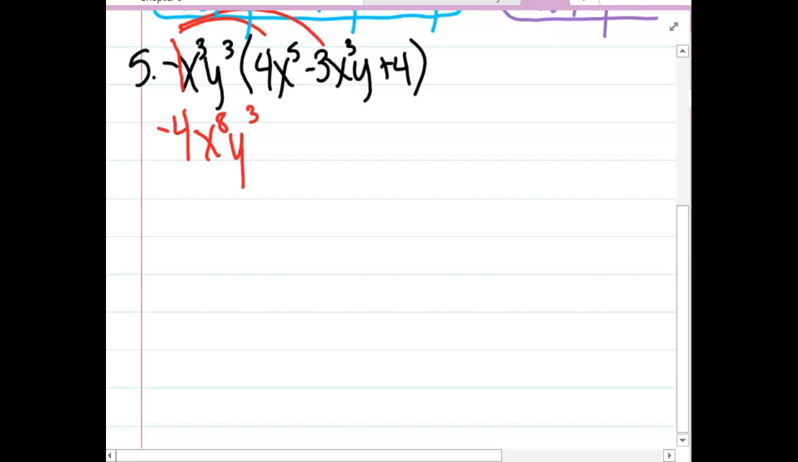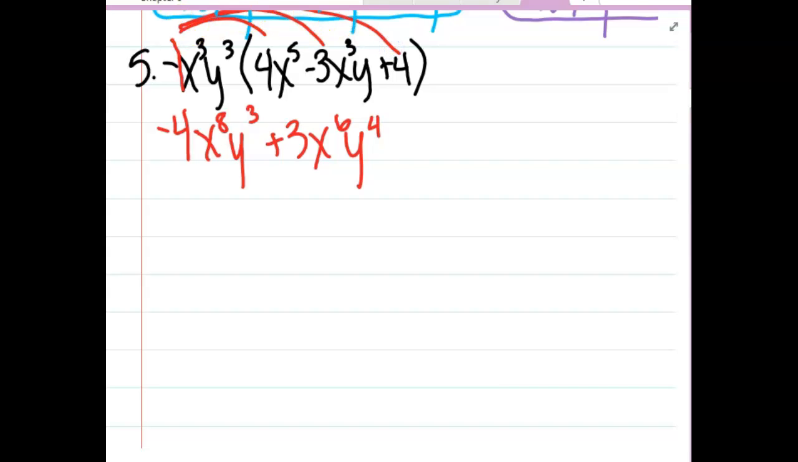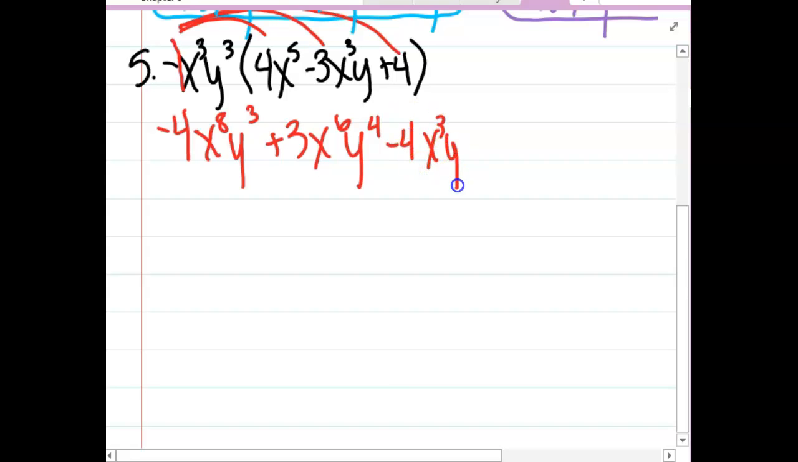Okay, we're going to take negative 1 times negative 3, which is a positive 3, x cubed times x cubed, 3 plus 3 would give you x to the 6th. Y cubed times y should be a y to the 4th. And then lastly, negative 1 times 4 would be a minus 4, and then we just have the x cubed y cubed.